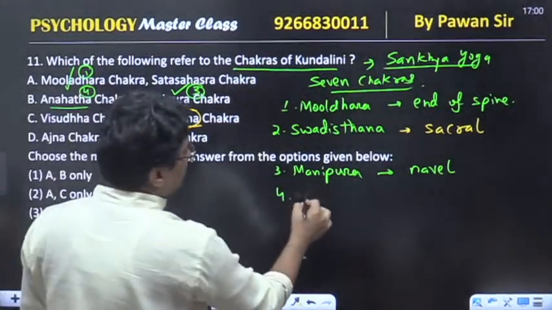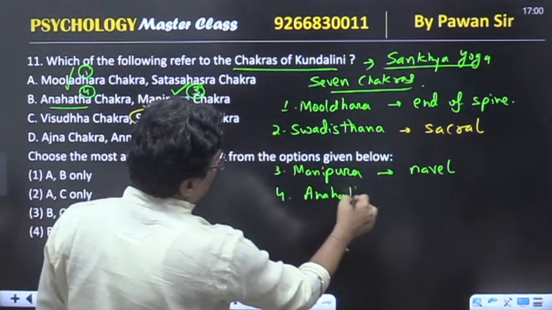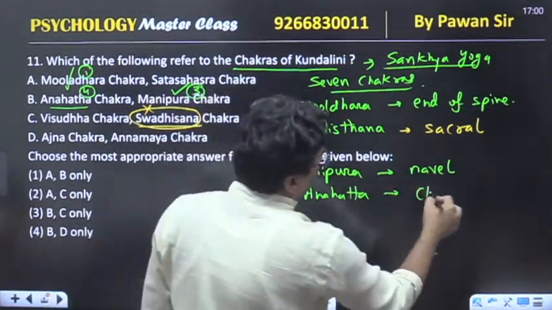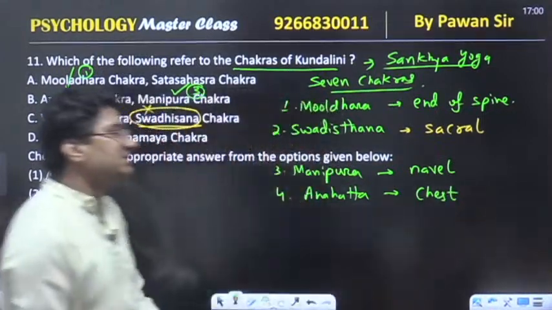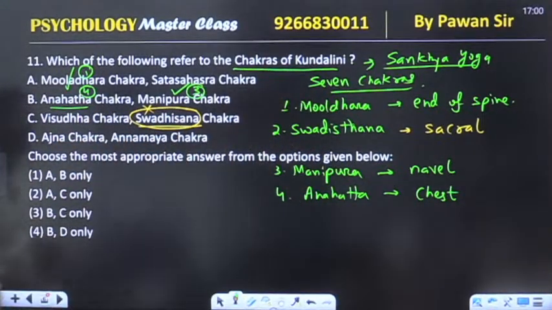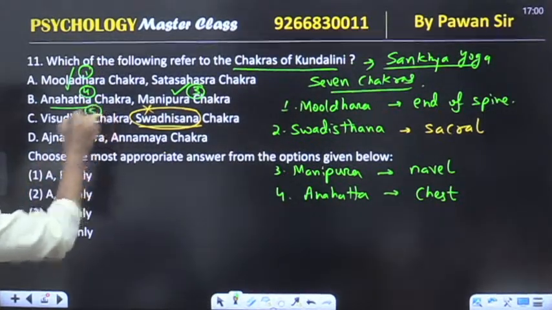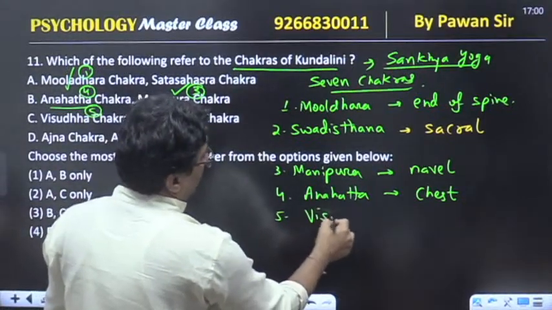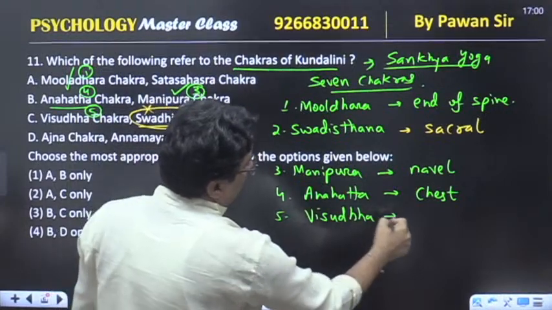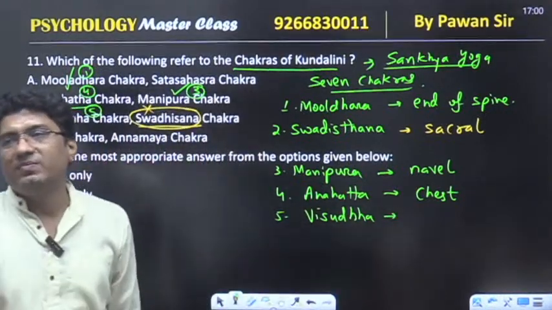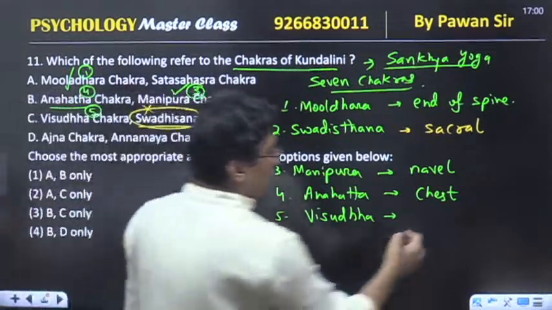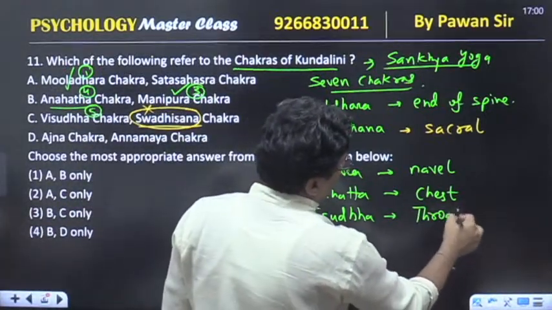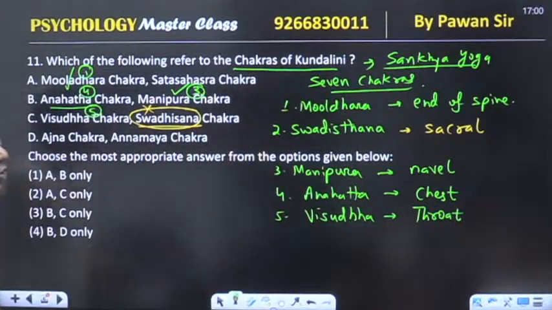So the fourth one is in the middle of the chest. Then the fifth one is the Visuddha chakra, which is the Kantha chakra. It is located in the throat.